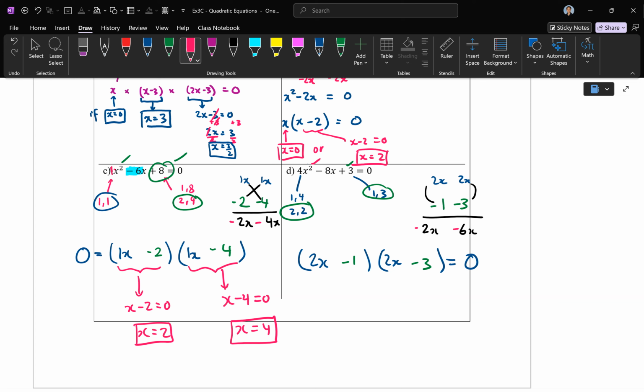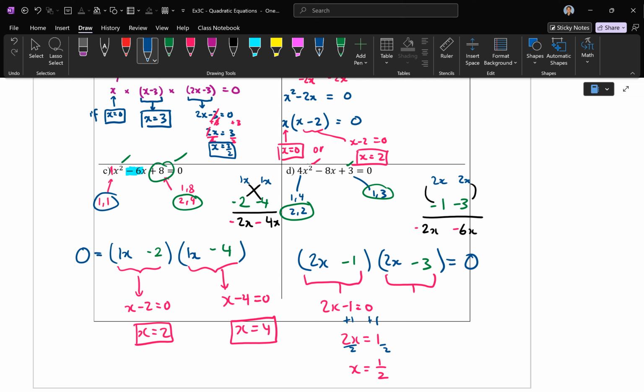Same thing over here. You've got something times something has to equal 0, so one of these brackets needs to result in a 0. So what you're saying is 2x minus 1 needs to equal 0. If that's true, what would x have to be? Again, balance the equation, add 1 on both sides. You get 2x is equal to 1. Divide both sides by 2, and you get a half. Okay, so that's one answer.